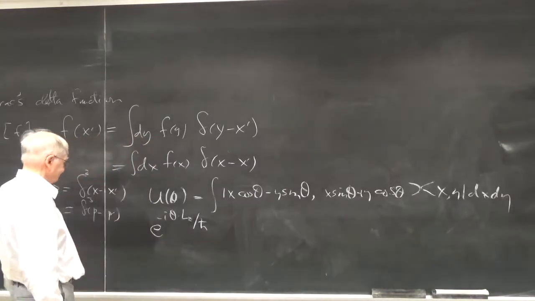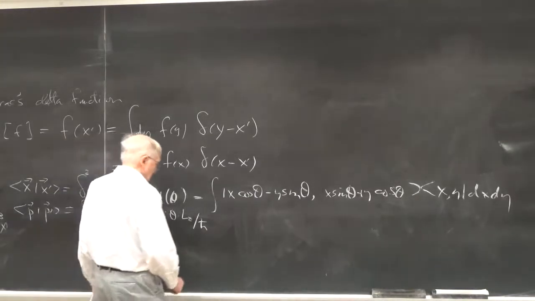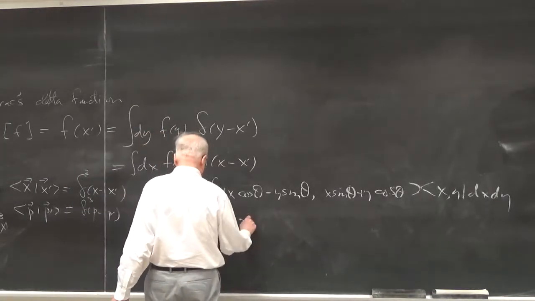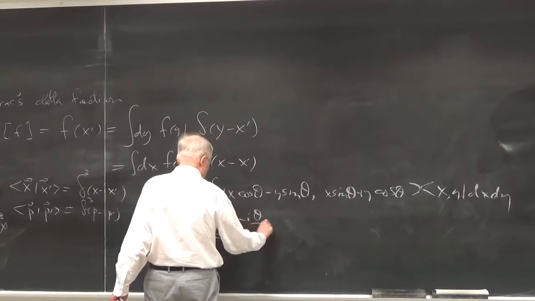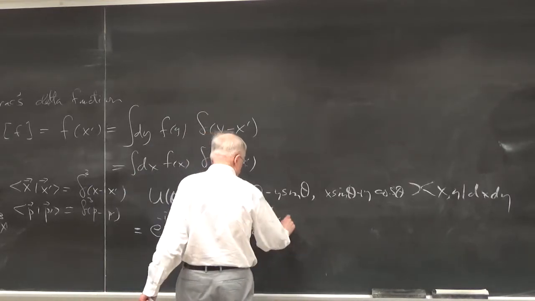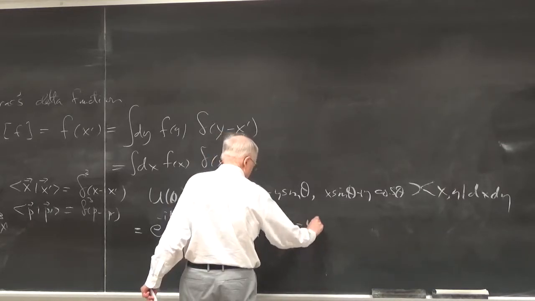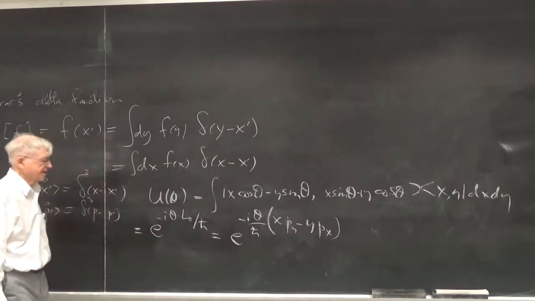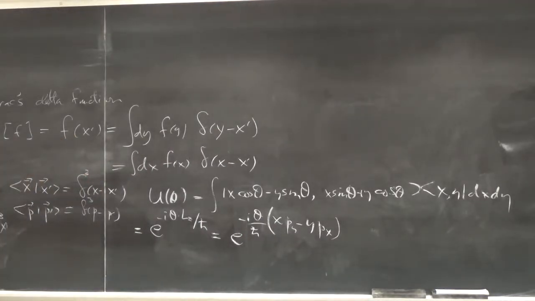And so it equals, and if I write it in terms of momentum, this is x p_y minus y p_x. So that's another way of writing it. So these are examples of unitary operators. They're in Hilbert space.